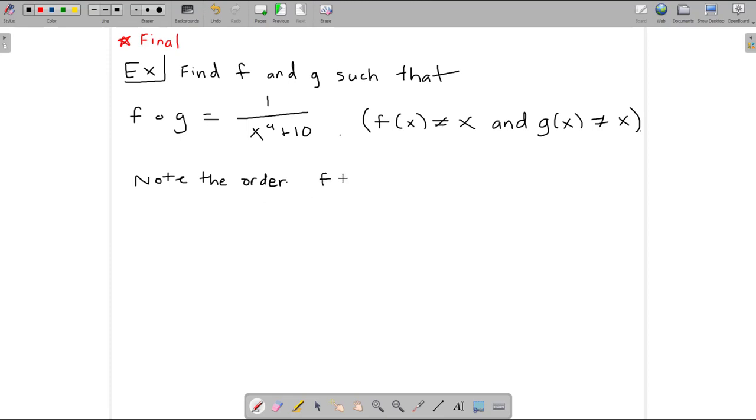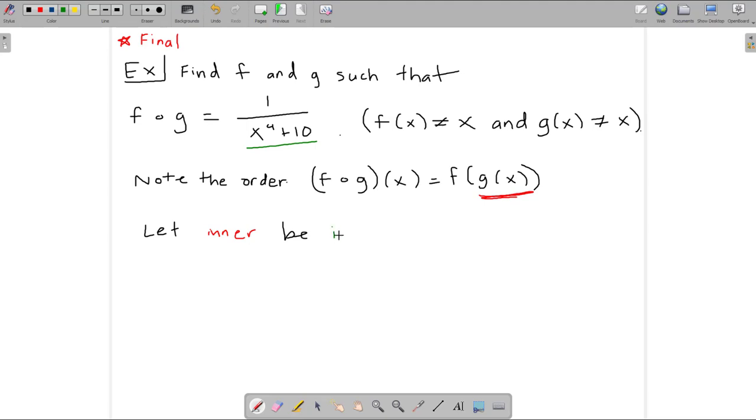So this time I have f of g instead of g of f, right? So f of g of x is f evaluated at g of x. So again, let's choose our inside function. Let the inner function here be whatever inner kind of function you can find here. So I would pick this to be the inner one. So let's let my inner one this time be g. So let g of x equal x to the 4th plus 10.